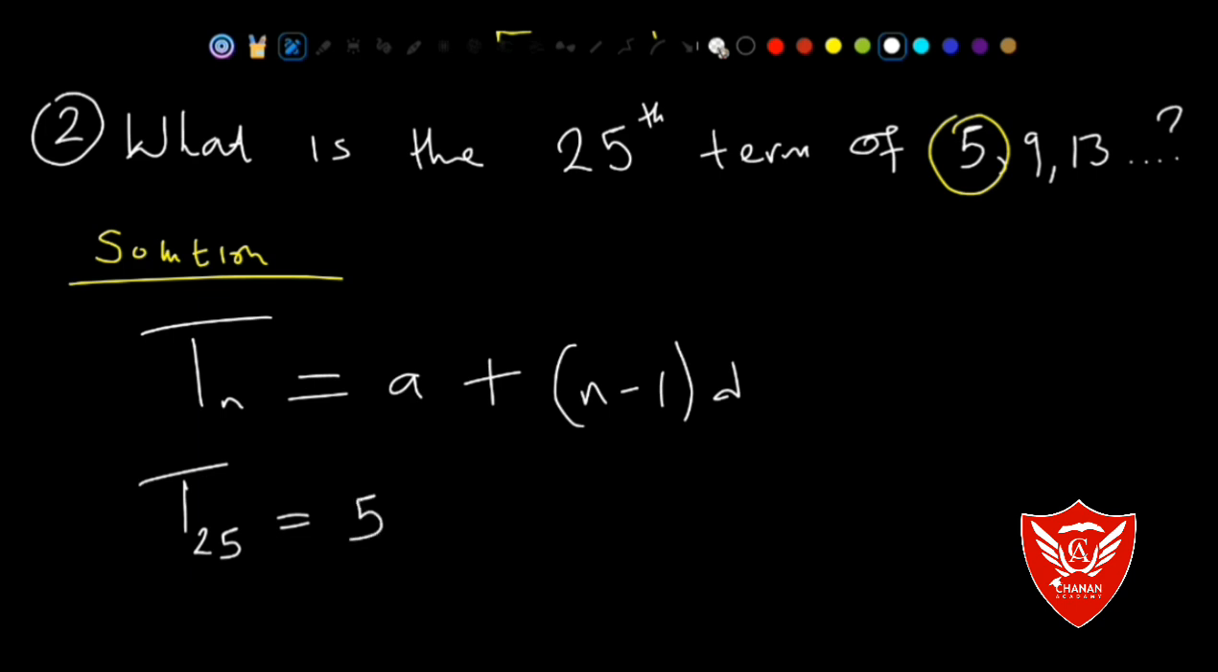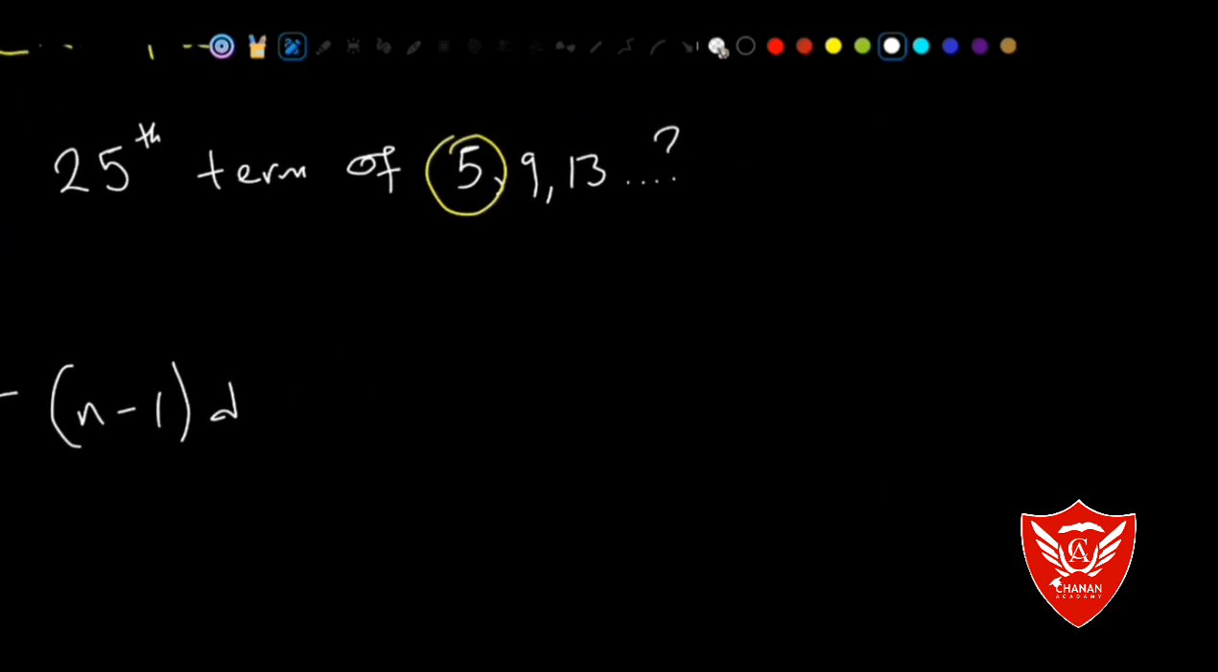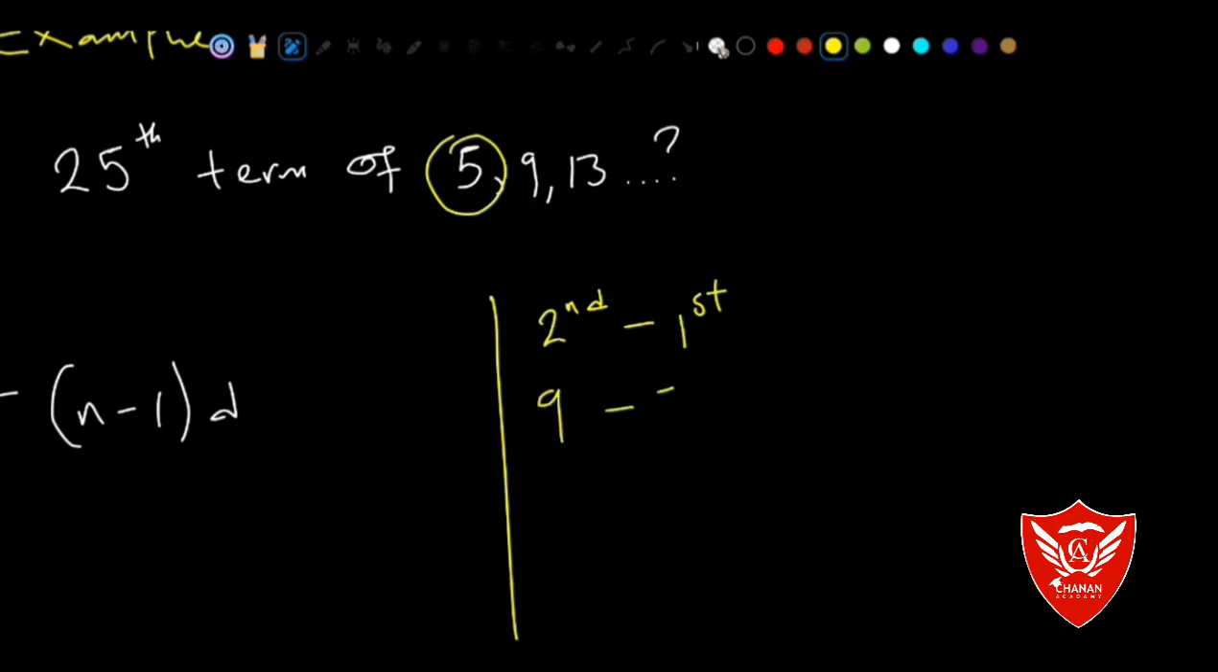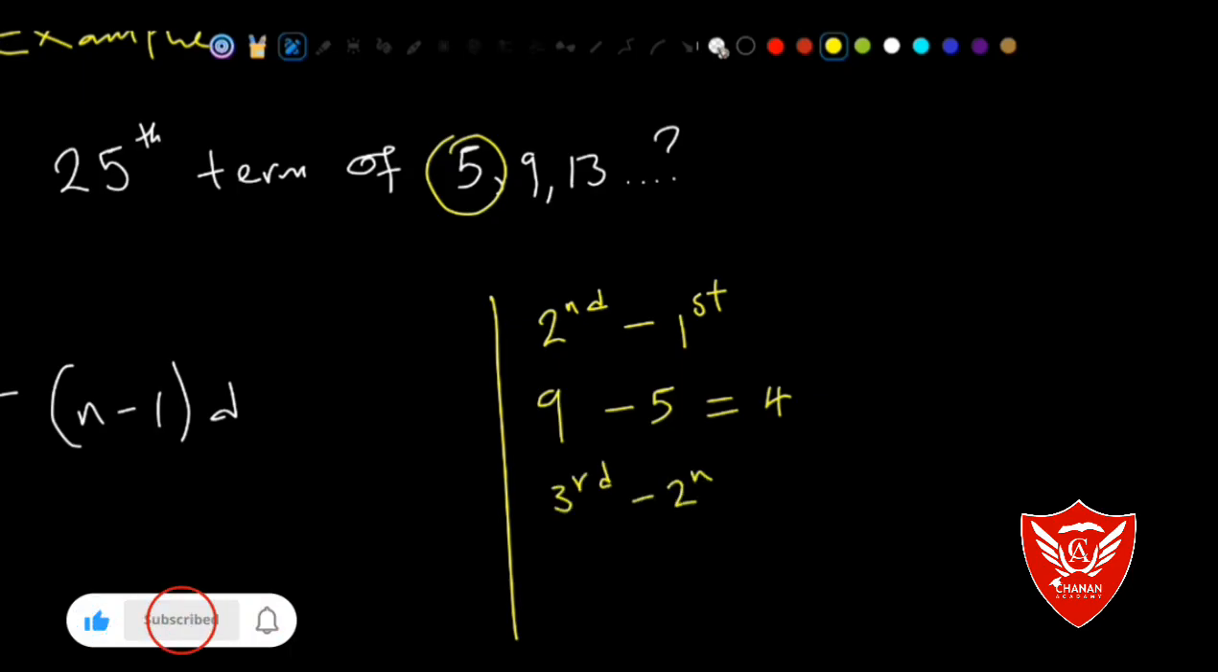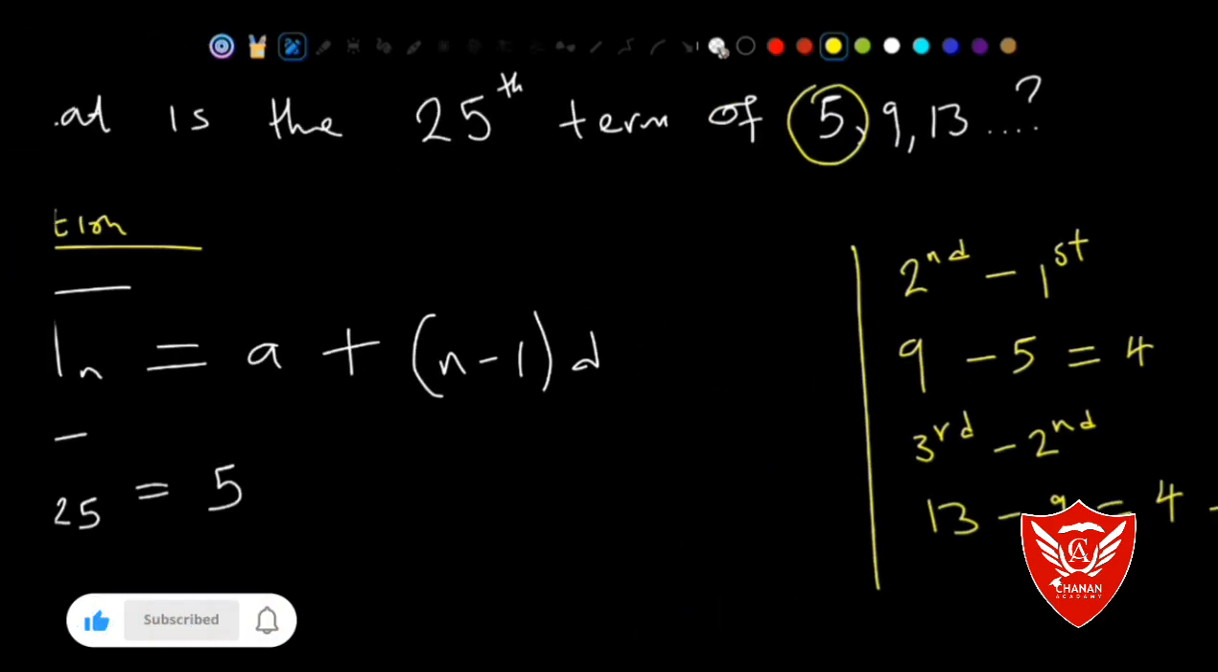So what is the common difference? Let's find the common difference. The common difference is usually the second term minus the first term. So we have 9 minus 5, and this is equal to 4. Also, the third term minus the second term, let's be sure. So we have 13 minus 9, and that is equal to 4. So the common difference, which is D, is equal to 4.